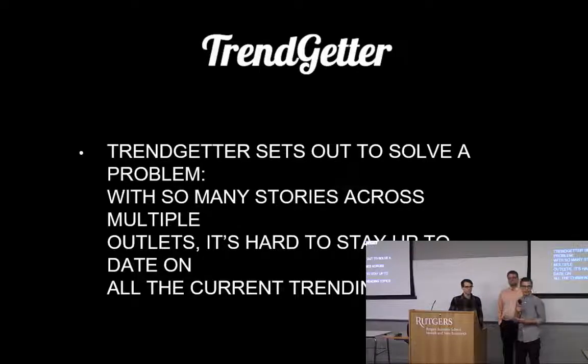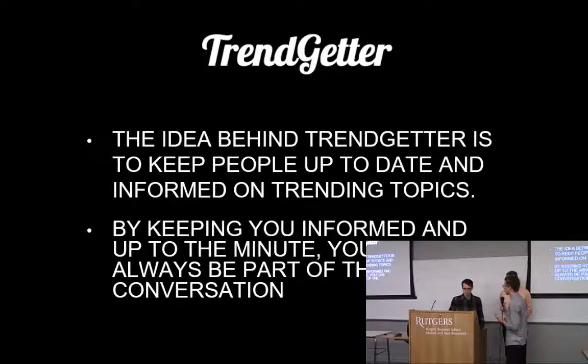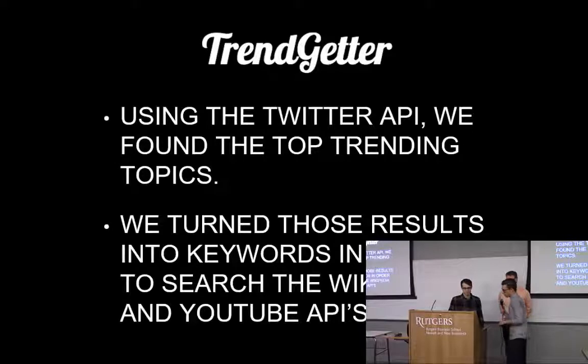During the preliminary conversations about the project, we discovered that it's very hard to keep up with all of the trending topics. There's so much out there, so much that people are talking about, and it's all over the place. So what we tried to do is pull together a list of the trending topics and keep you informed all in one place. In order to do that, we took information from Twitter's API, pulling the top trending topics, and we turned those results into a keyword that we would then call out to Wikipedia and YouTube to populate our page with relevant information on those topics.